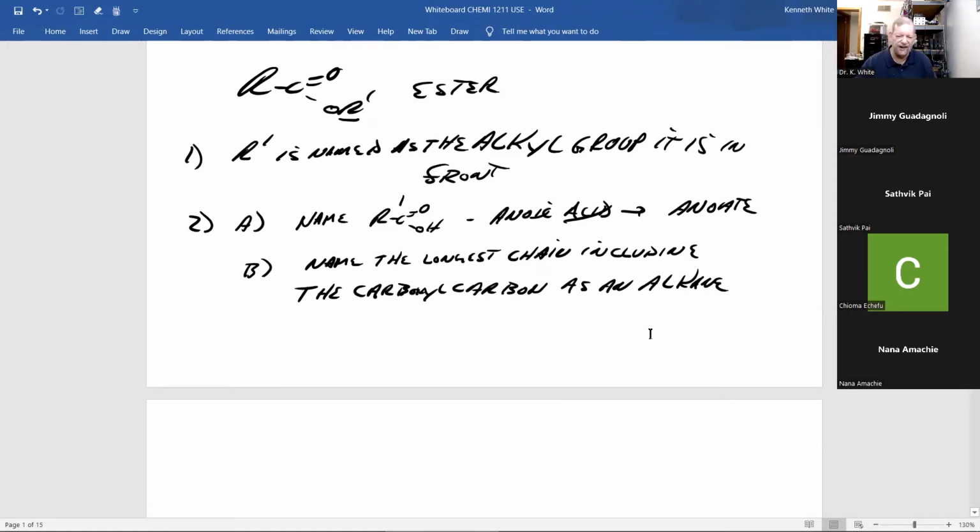name the longest chain that contains the carbonyl carbon, carbon double bonded to oxygen, as an alkane.